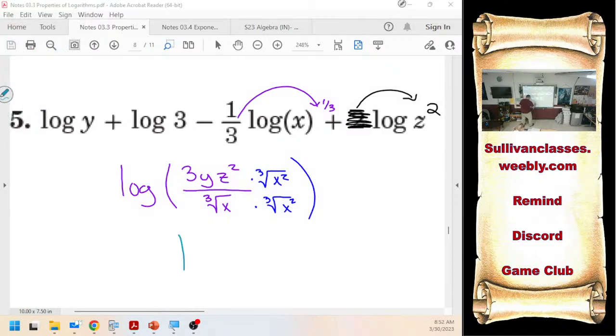So we got log of 3. Should we write that as x to the 2/3 or leave it as a radical? There's not a right answer there. So yz squared, and then if you want to write cube root of x squared like that, over x. Do I need those absolute values again? It was an odd root, so no, I do not.